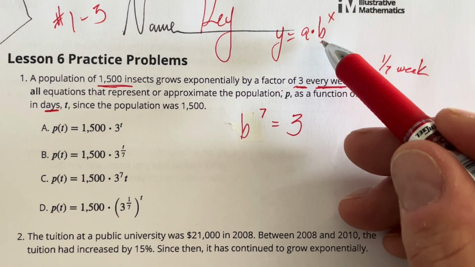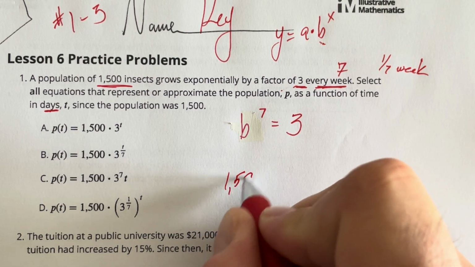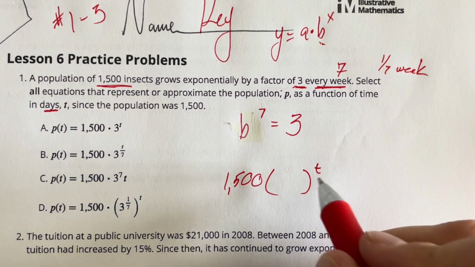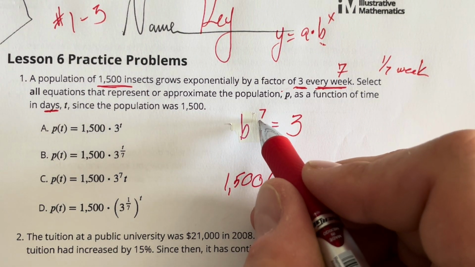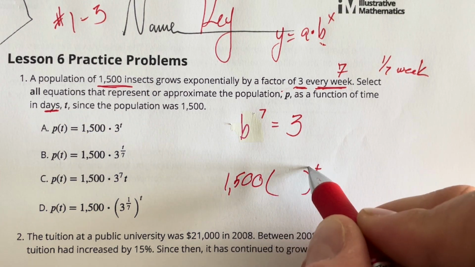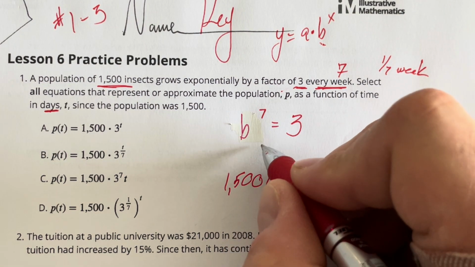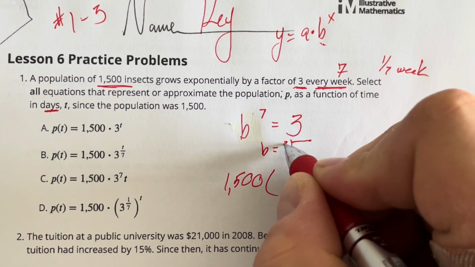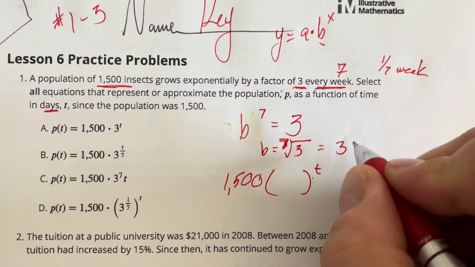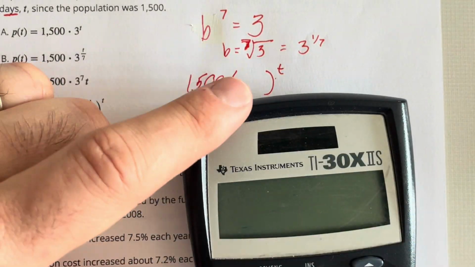So if we want to find this mystery b value, we know that it's going to be 1,500 times some value raised to a power of t, but t would be days. So if we had 7 days, we would get a growth factor of 3, but what would be the growth factor for just 1 day? Well, if we take the 7th root of 3, that's the same as taking 3 and raising it to the 1/7 power. So on our calculator, we can find what this value would be.